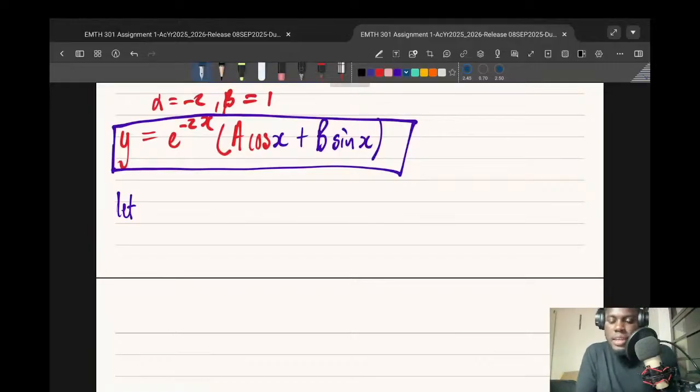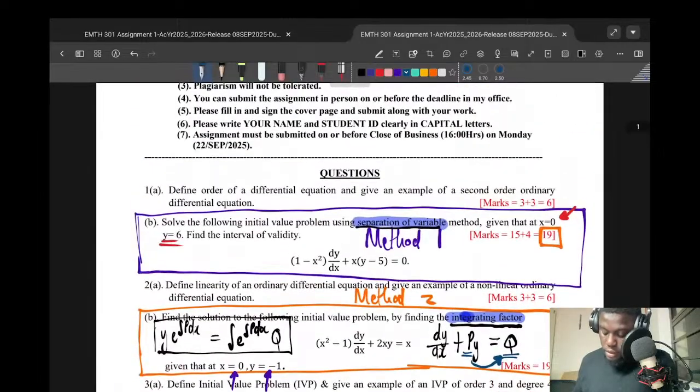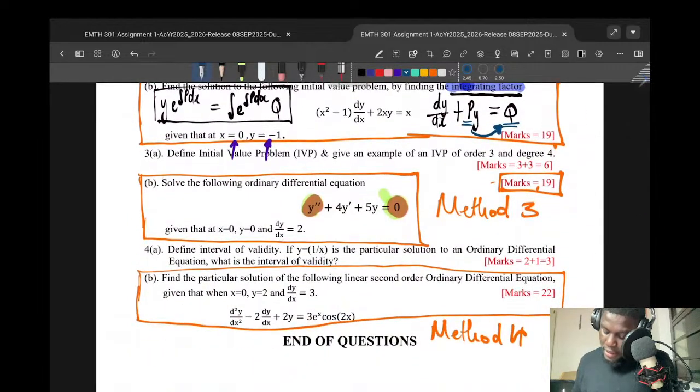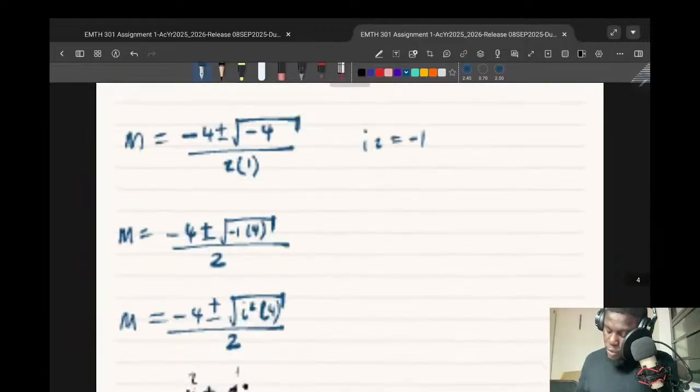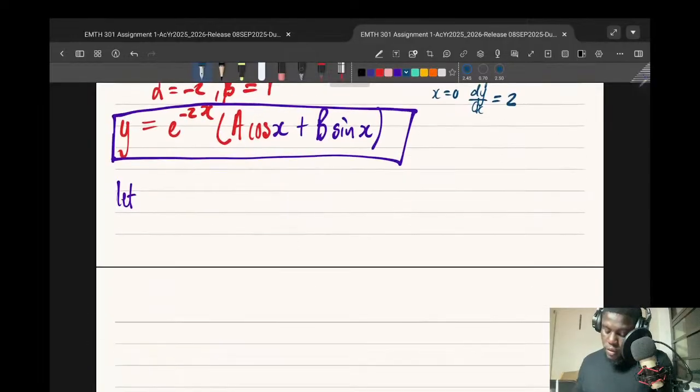Let's continue. What I was saying was we now go and get the conditions. They gave us conditions, surely. What were the conditions for this one? x is 0, y is 0, and dy/dx equal to 2. So when x is 0, y is 0, and when x is 0, dy/dx is 2. So let's do that. First I'll say let x be equal to 0 and y be equal to 0.